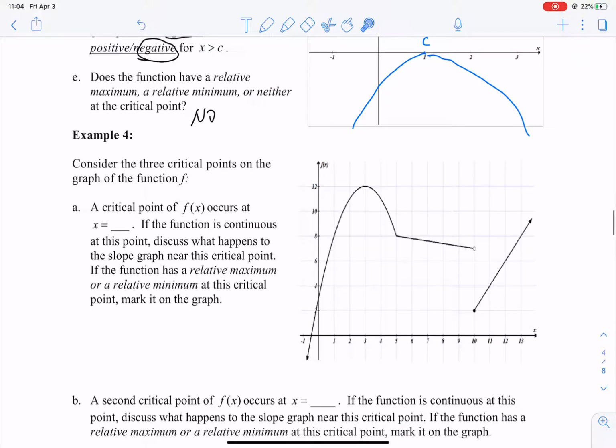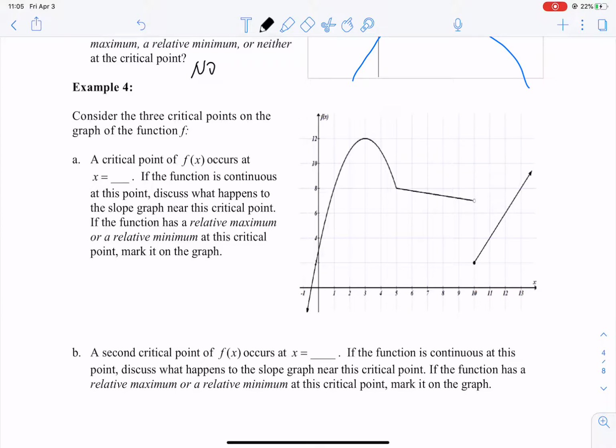So next, let's finish example 4. For example 4, the first question, in this function graph, how many critical points? The answer is 3. We have 3 critical points. And let's see, the first critical point occurs at point 3, because it has a horizontal tangent line.